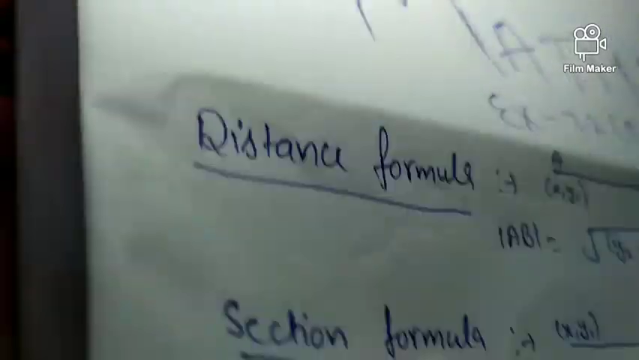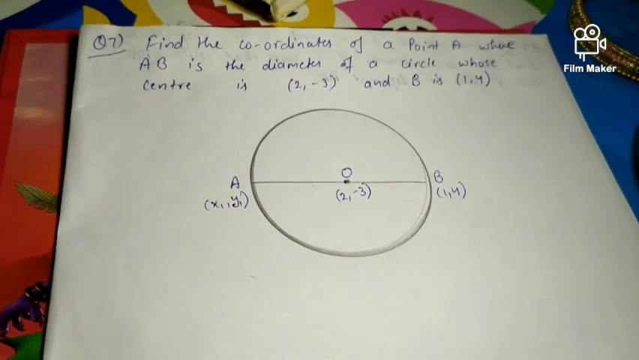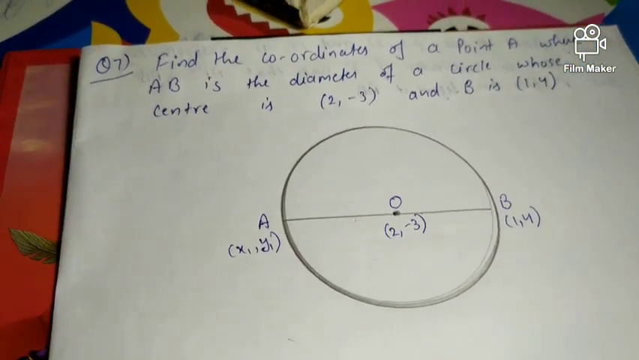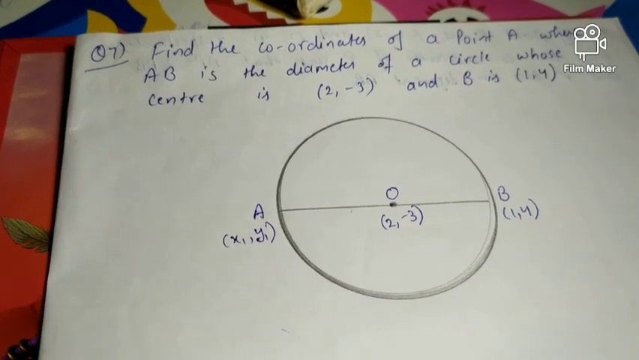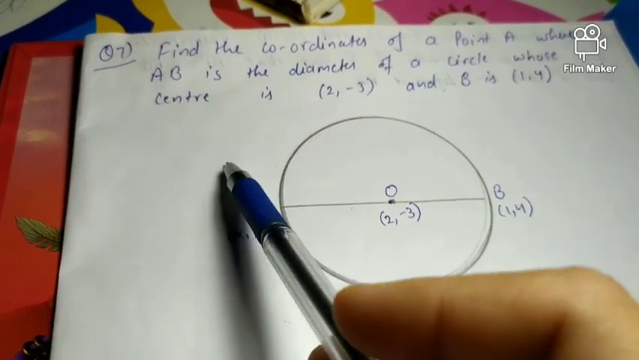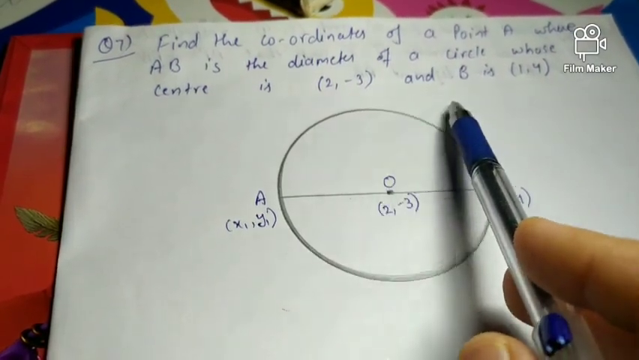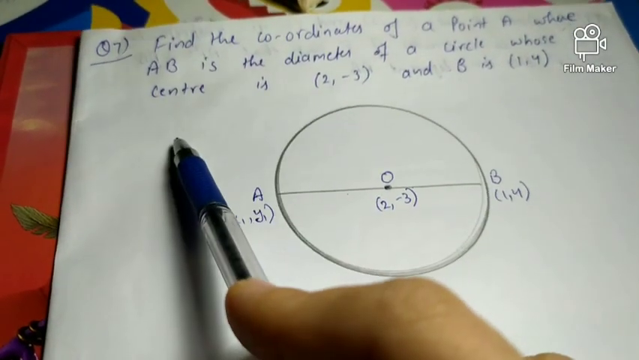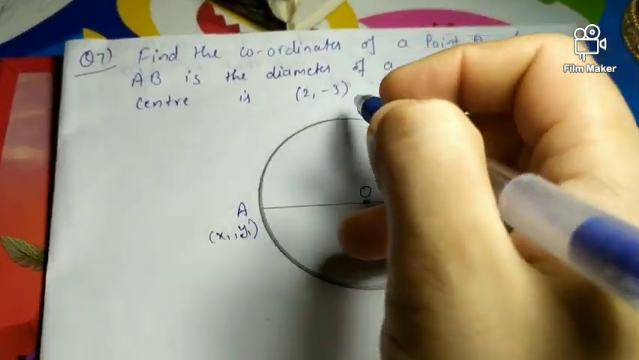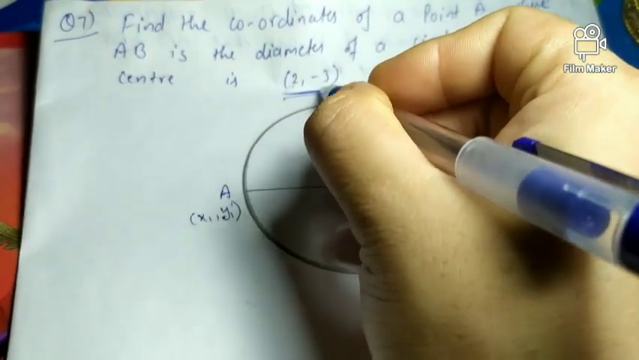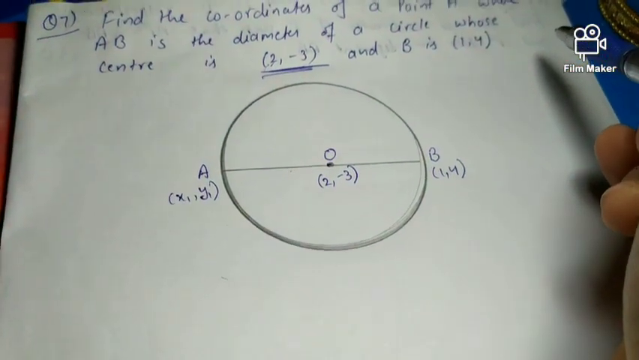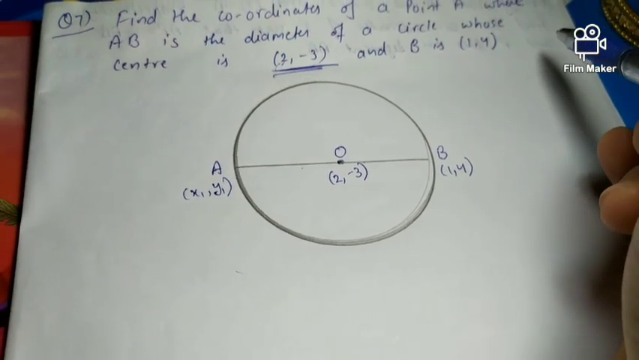Now we will go with question number 7. What they have said in question number 7: find the coordinates of the point A where AB is the diameter of the circle, whose center is (2, minus 3). This is the center of the given circle. Clear? And B is (1, 4). Now they said find the point A.